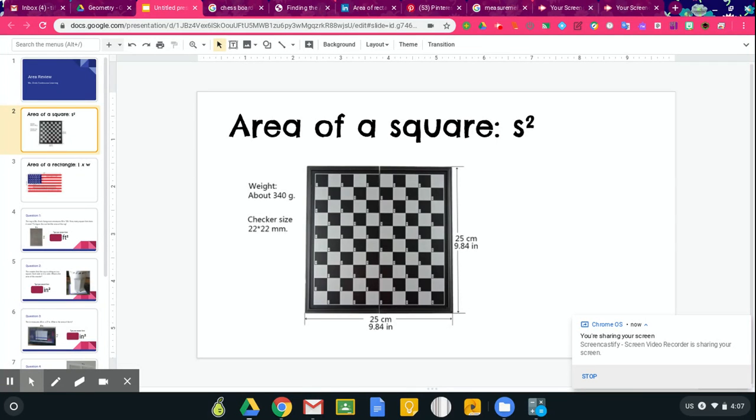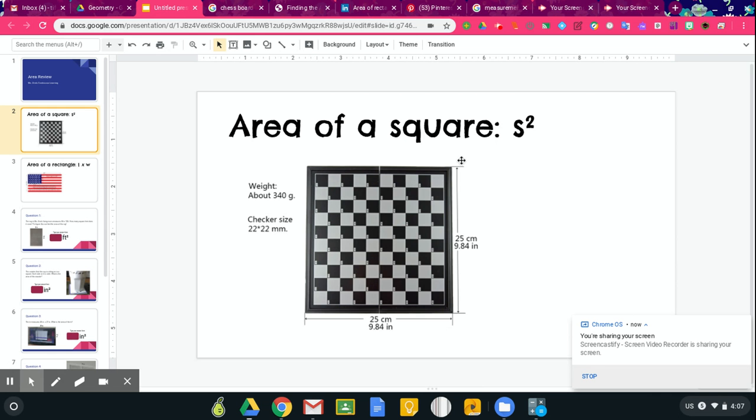This video is going to quickly go over a review of how to find the area of rectangles and squares. We've done this in class before, but later this week we're going to find the area of irregular figures, so I figured it would be a really good time to review those formulas. A lot of kids get area and perimeter confused.